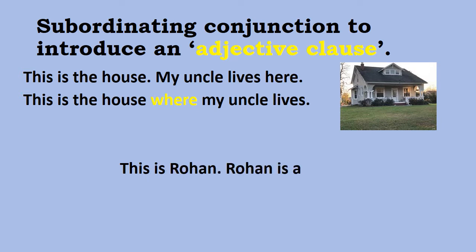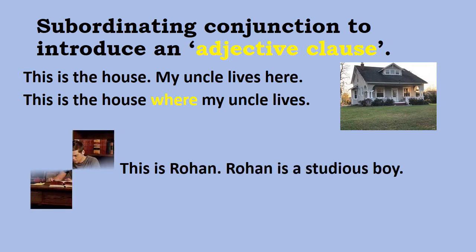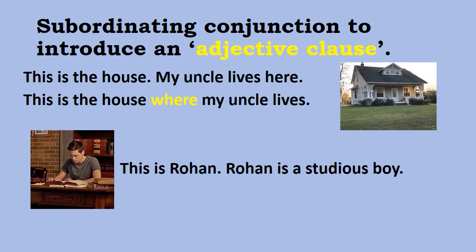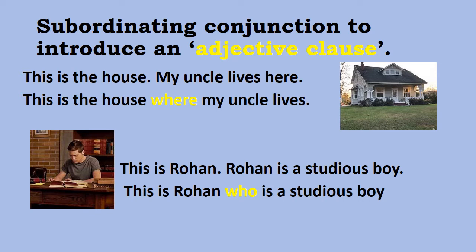This is Rohan. Rohan is a studious boy. Now we have to join these two sentences in such a way that you get a clause which is an adjective clause. This is Rohan, who is a studious boy. Instead of writing Rohan again, we introduced the conjunction who. This is Rohan, and the later part is who is a studious boy.